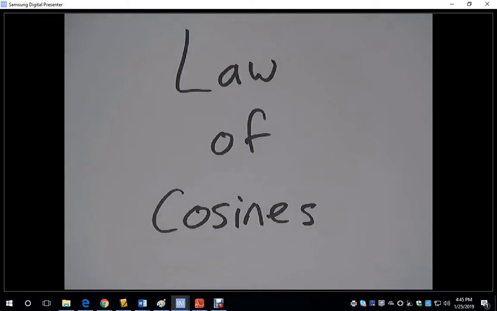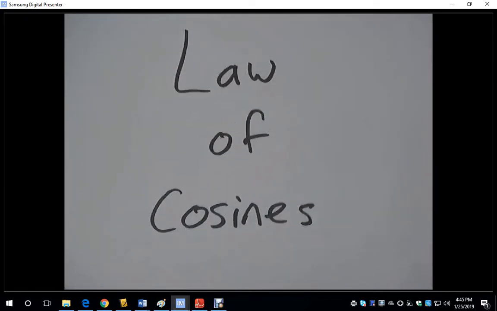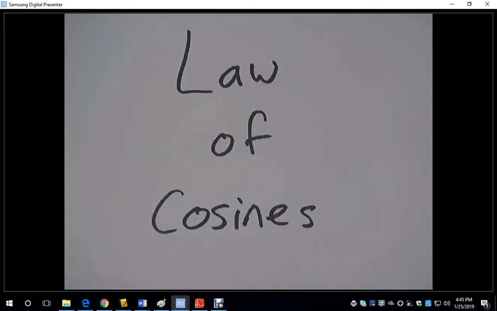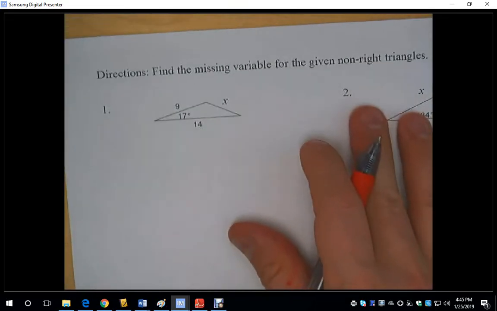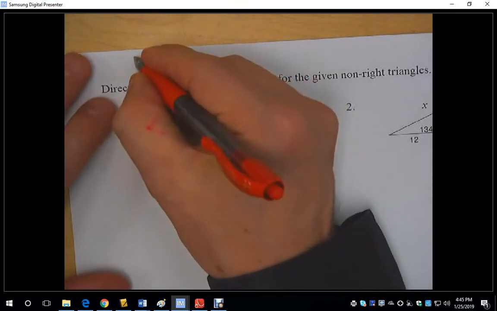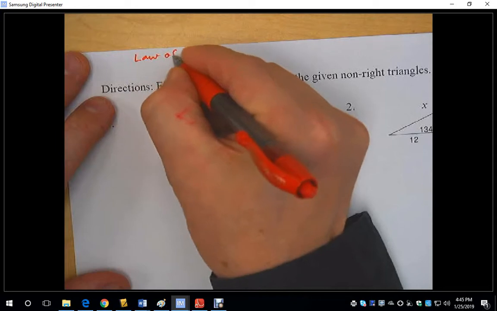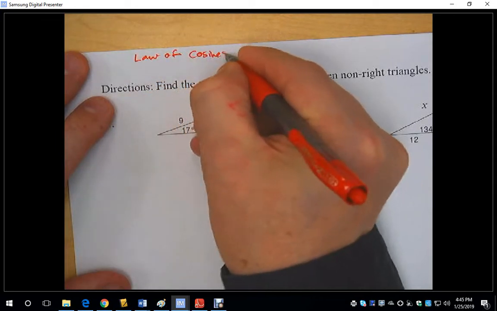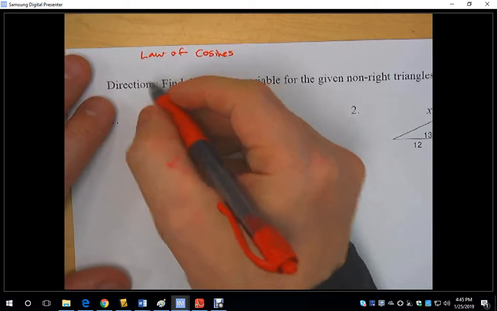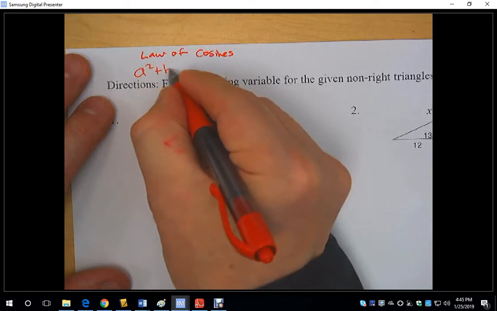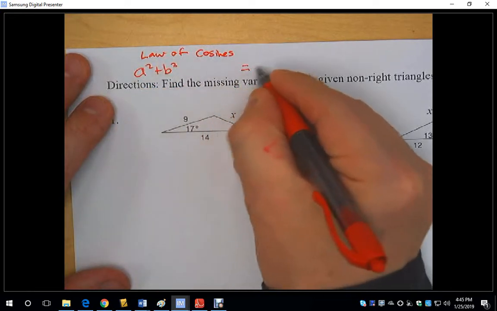In this video, I'm going to cover the concept of the law of cosines. The law of cosines is one of the tools that we can use to solve for non-right triangles. So here's the law of cosines. It's basically the Pythagorean theorem, where we have a squared plus b squared equals c squared.